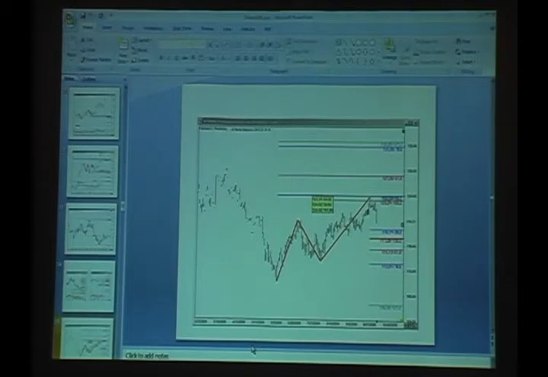If I'm correct, the pattern is this: you have an XA, and then the AB has to be between 382 and 618. Is that correct? No, wait, you want point D to land between 382 and 618. So AB could be anything. Yes, AB could be anything. But what is critical is that when this comes down, C has to be 618 to 786 of AB. Of A to B, exactly. Okay.